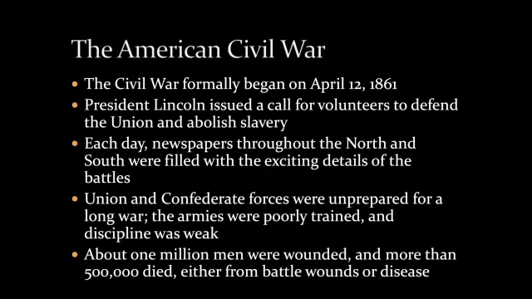At the beginning, the armies were poorly trained, and discipline was weak. Overall, throughout those 4 years, about 1 million men were wounded, and more than 500,000 died, either from battle wounds or disease.